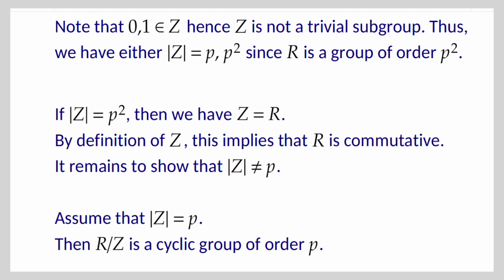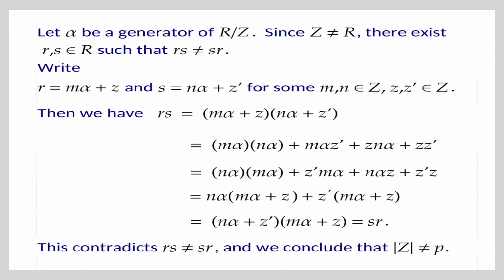Thus, we have the cardinality of Z is either p or p², since R is a group of order p². If the cardinality of Z equals p², then we have Z equal to R. By definition of Z, this implies that R is commutative. It remains to show that the cardinality of Z is not equal to p. Assume that the cardinality of Z equals p. Then R/Z is a cyclic group of order p.